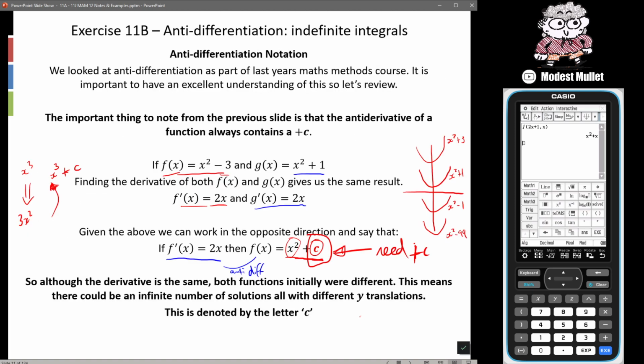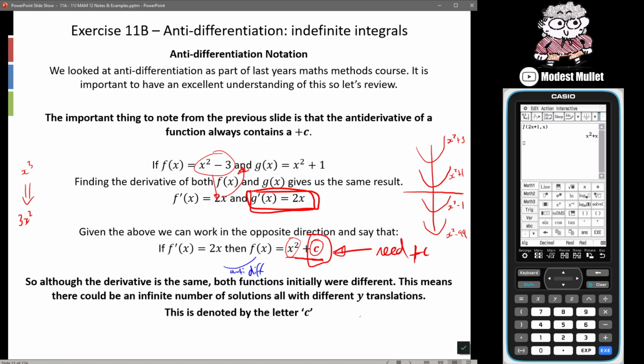Now, this is just what could be considered recognition of: here's a function you start with, differentiate, and then go back. It's quite obvious what you're going to get when you go back. But what happens if you're just given the derivative? How can we go backwards?